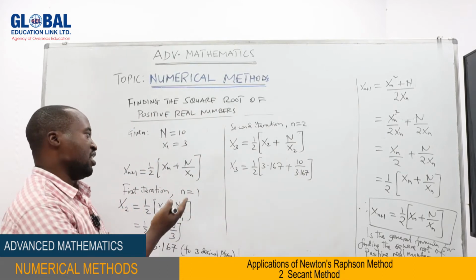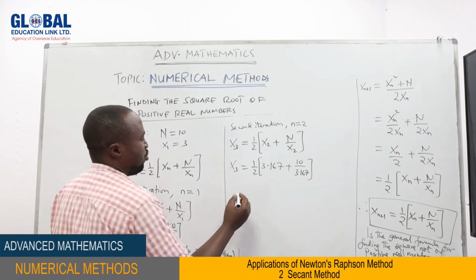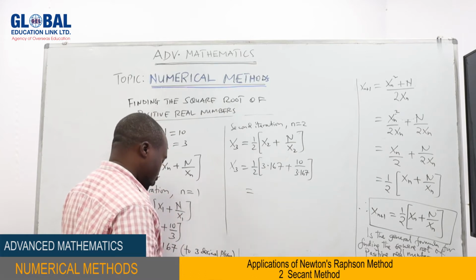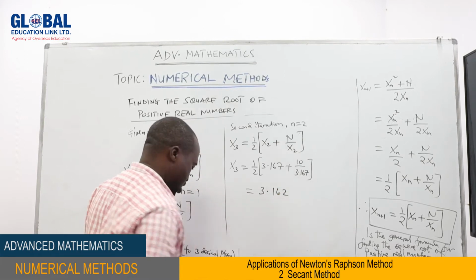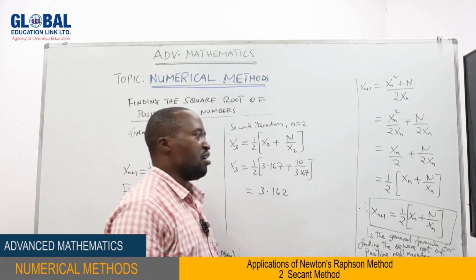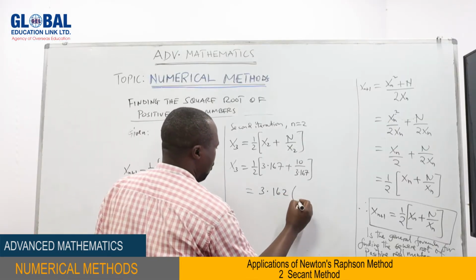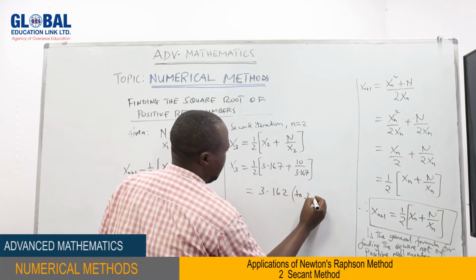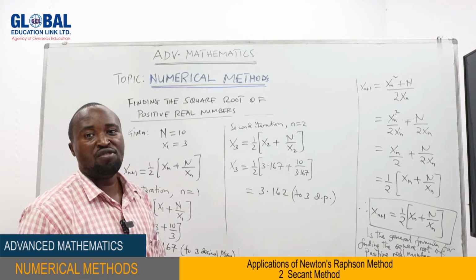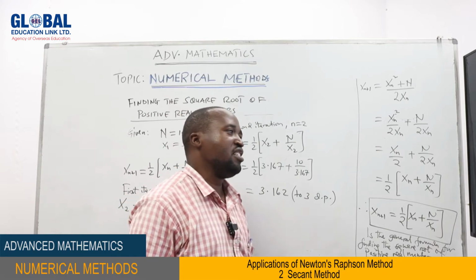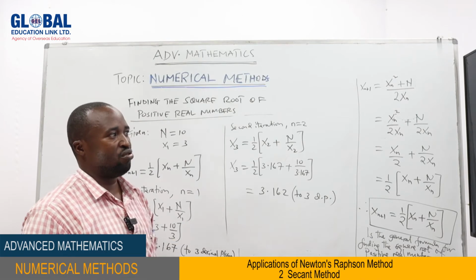Now, my dear student, you can use your calculator to find x3. So our approximation will be equal to, this time we have 3.162. Again, remember to maintain the number of decimal places, that is to 3 decimal places. So our answers always must be to 3 decimal places. Now that is the end of our solution because the question said just use 2 iterations.